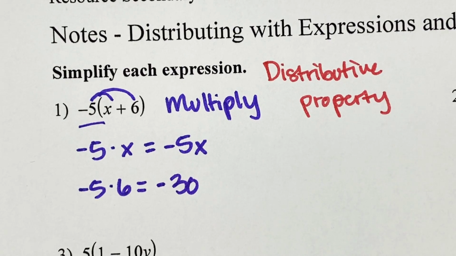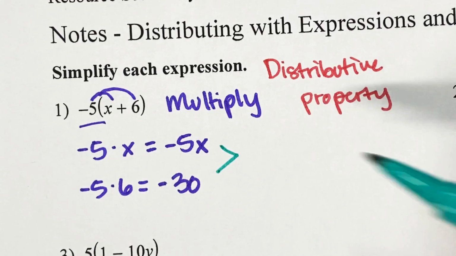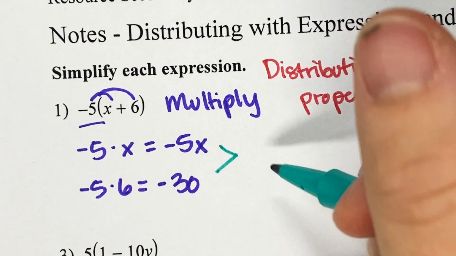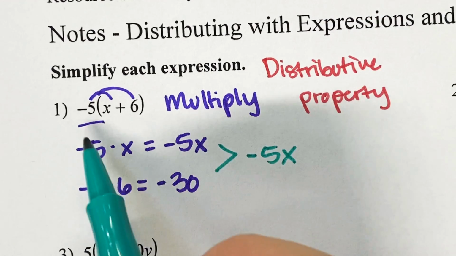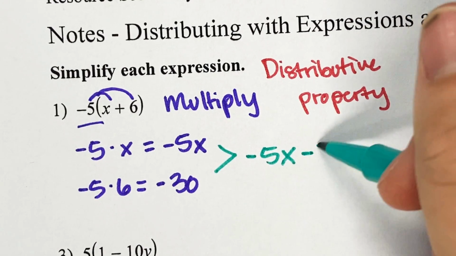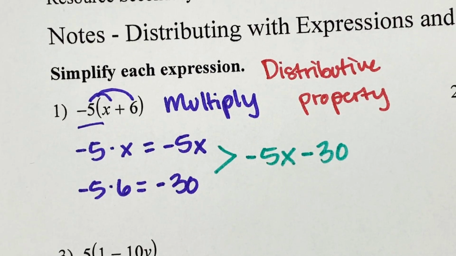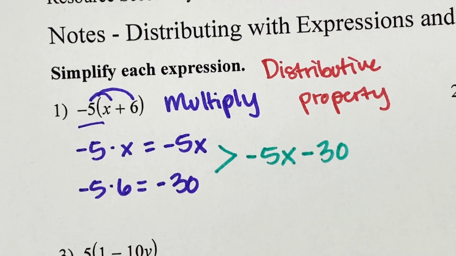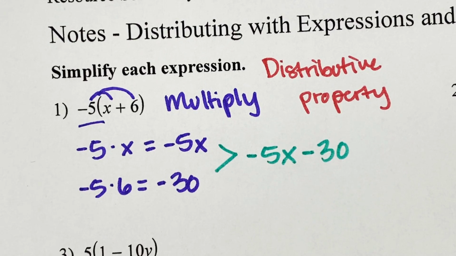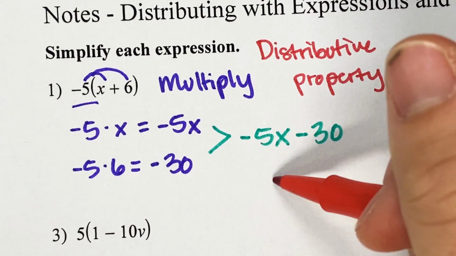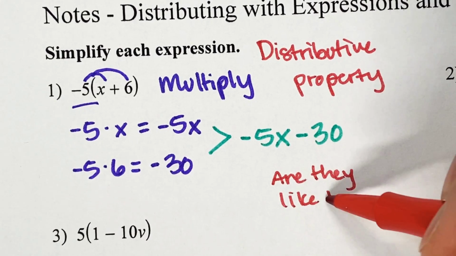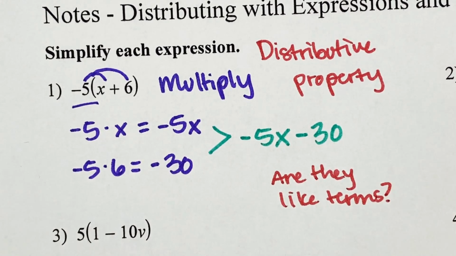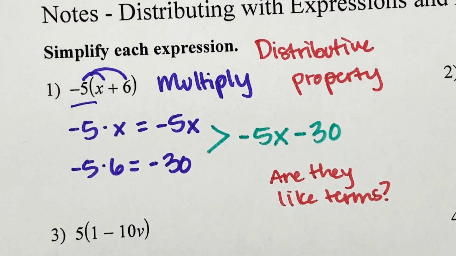Okay, so now what we need to do is we have both pieces of our new expression. We just need to rewrite them. Okay, this became -5 times x became -5x. And then -5 times 6 became -30. Okay, the last thing before we decide that we're done simplifying is you need to ask, are these guys like terms? If they are, you need to simplify it some more. Combine them. If they're not, then it's simplified.